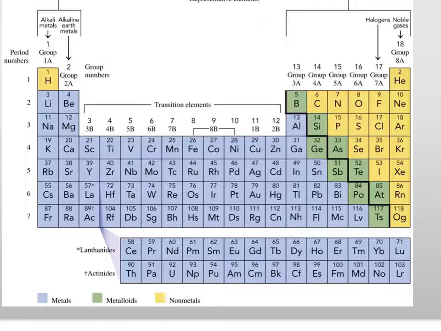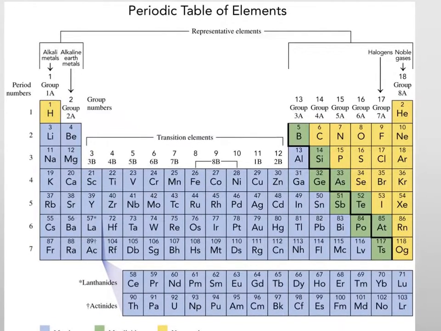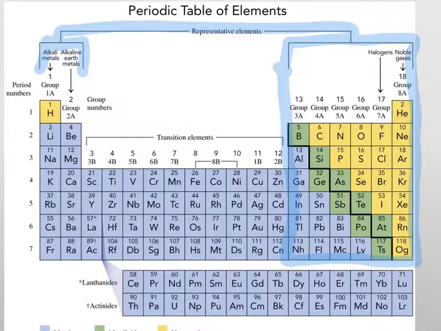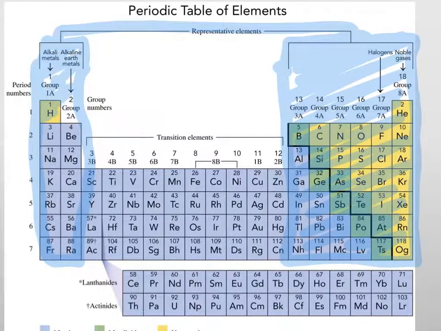Now with this periodic table, things you want to be able to look at: you have the representative elements up here, which includes the alkali metals and the alkaline earth metals, and all these over here in this box, those are the representative elements. Let me color them in. The alkali metals are a group of the periodic table, group 1A. All of these elements, hydrogen, lithium, sodium, potassium, rubidium, cesium, and francium, are alkali metals.